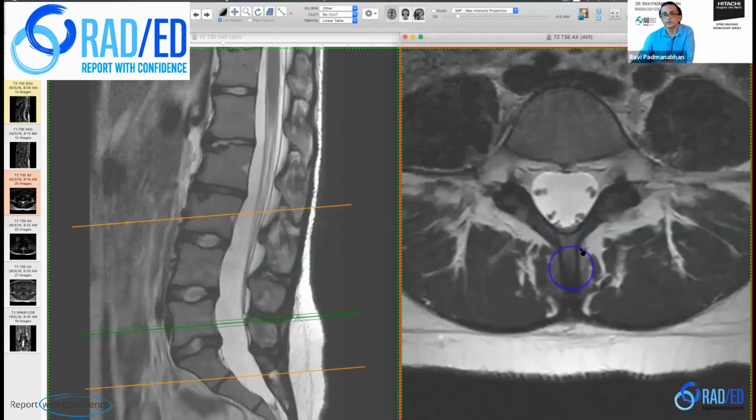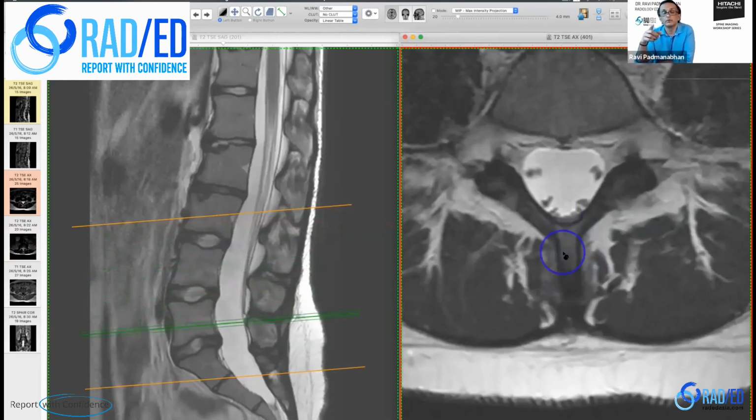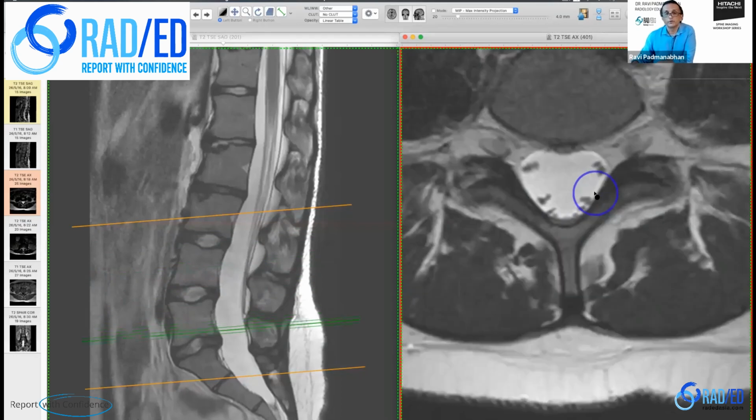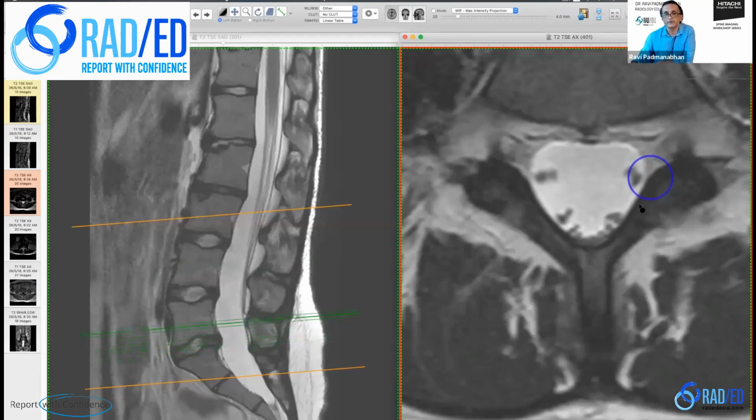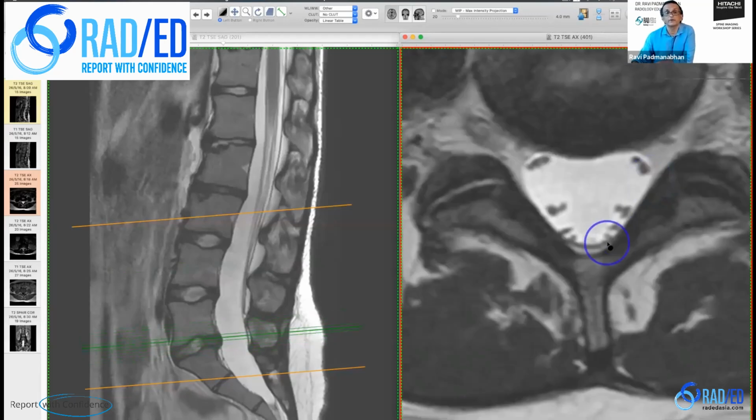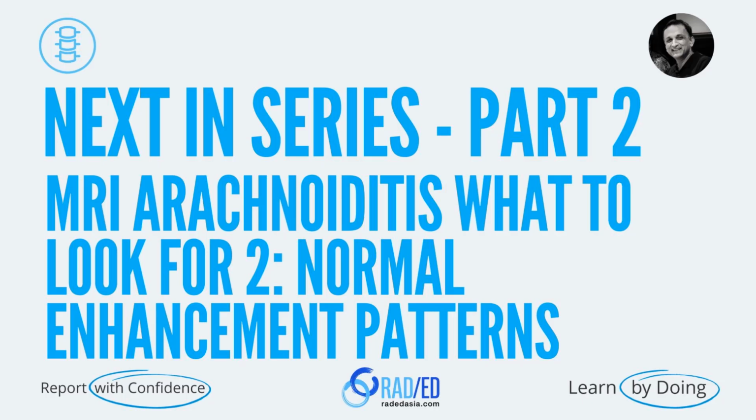Now, the important thing is that, when we come to abnormal in a moment, it's important to know this appearance. Yes, the nerve roots here are peripheral, but they're not stuck up against the dura. Here's the edge of the thecal sac, and you can see that there's some CSF between the nerve root and the thecal sac. They're right up against the edge of the thecal sac, but there is some separation from it.